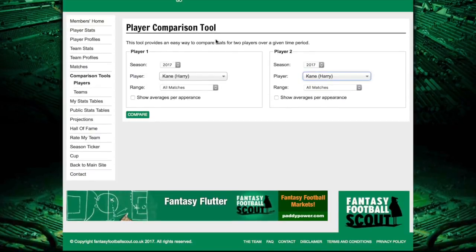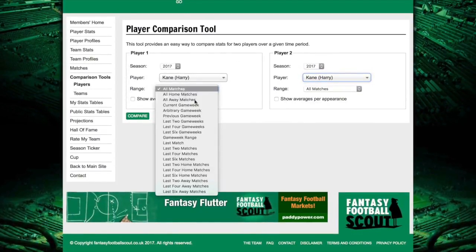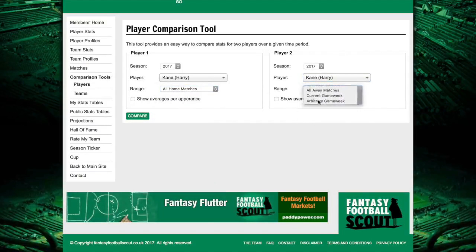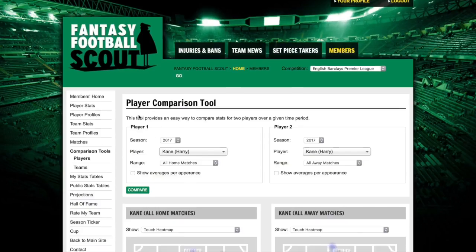Here I'm going to show you Harry Kane. Let's look at him home and away. A lot of talk about his home and away performances. Let's look how the XG data shows that. Let's leave the averages grey. Okay, let's compare Harry Kane home and away and see where we've got the XG data.